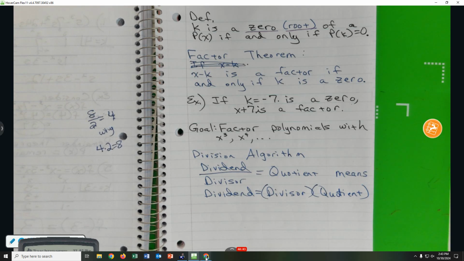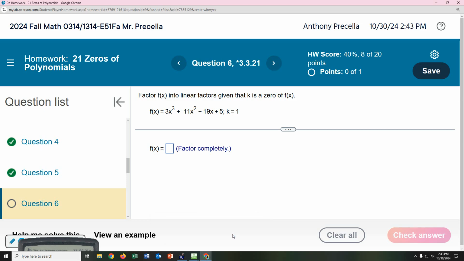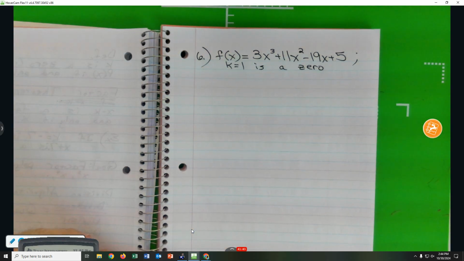So, looking at number 6. I'm going to need a fresh page for this. Not that it's that long, but I don't want to be stuck down there at the bottom of the page. We want to factor f of x equals 3x cubed plus 11x squared minus 19x plus 5. And they gave us one little piece of information. They tell us that k equals 1 is a 0. I'm just making sure I haven't miscopied it, because if I've miscopied anything, I'm going to get a very wrong answer.